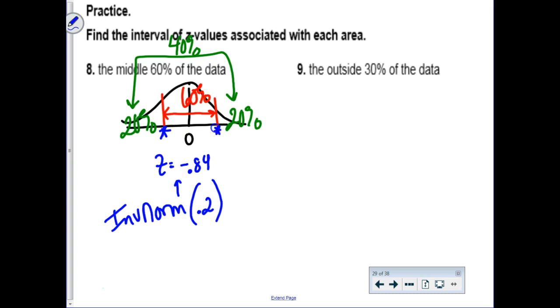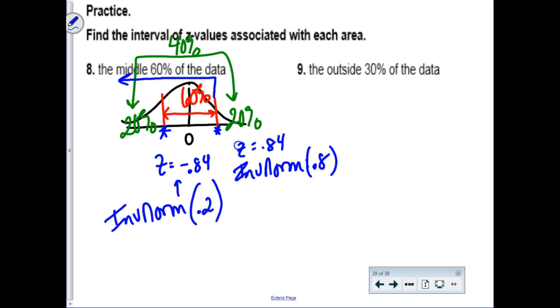And then I'm supposed to also find this z-score here. Take a wild guess what it is. Positive 0.84, yes. But if you weren't convinced of the symmetry of this beautiful curve I drew, what percentage are we talking from here all the way down? Yes, this is the 0.8. So you could do inverse norm of 0.8, and you will say, yes, indeed, it's positive 0.84. So from z-scores of negative 0.84 to positive 0.84, that's where you're going to find the middle 60% of your data.